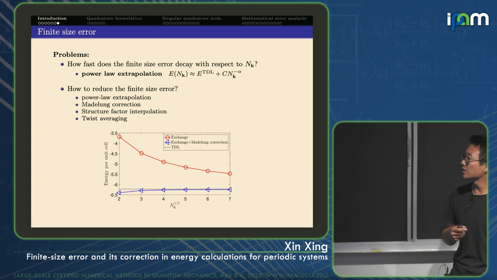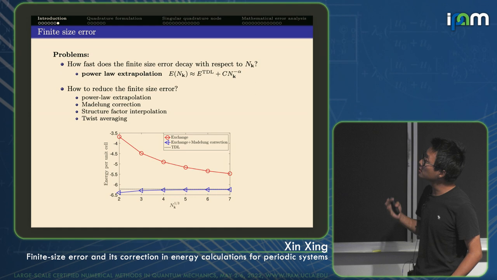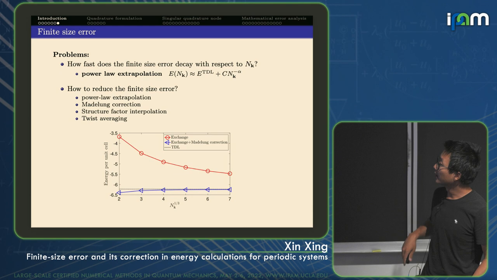As a result, you will get a significant savings in terms of both computation and storage cost. So this finishes the introduction of the finite size error in general. And next, I will move on to focus on these two problems over two specific calculations, the exchange energy and the MP2 energy calculation.